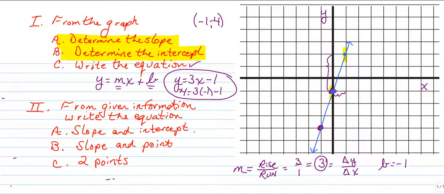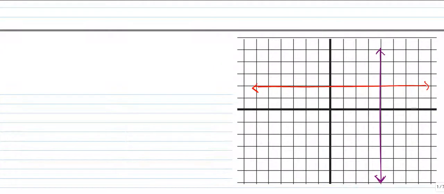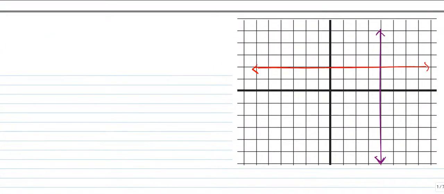Now let's take a look at a couple special lines. I'll scroll down to the next frame. Notice the red line and the purple line. The red line is a horizontal line and the purple line is a vertical line. Now we can use y equals mx plus b again to figure out the equation of, in particular, the red line.